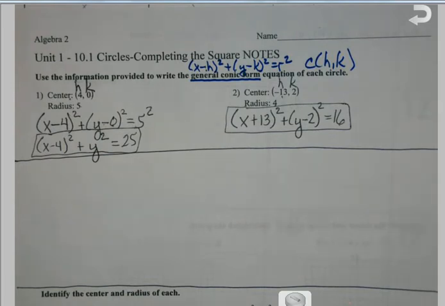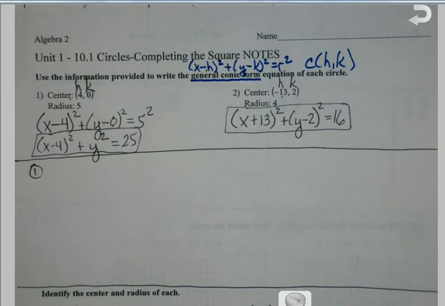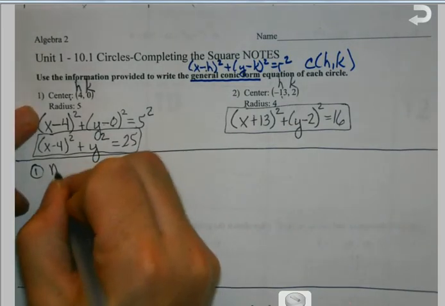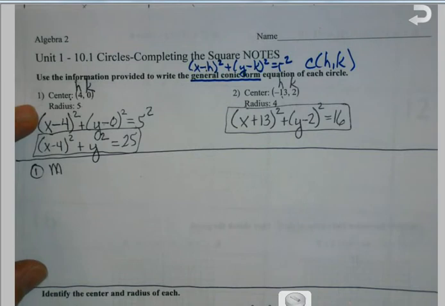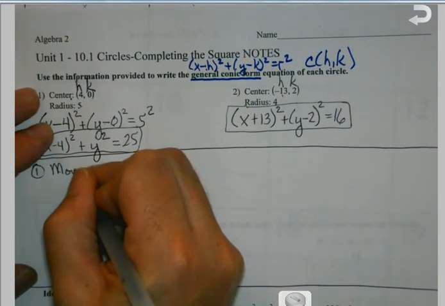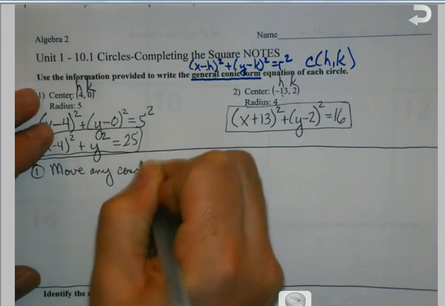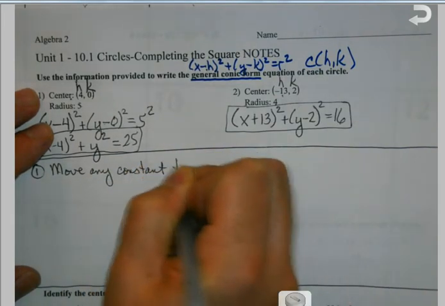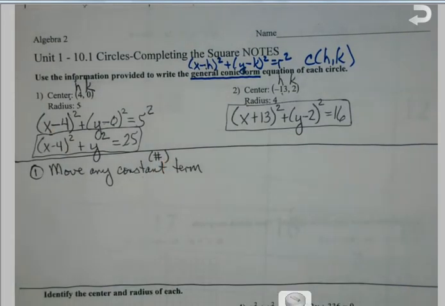So we're going to do 4 things. We'll take our time with these. My first job, and we're going to write a step and then go work that step, going back and forth so you can see what we're doing here. My first step is we're going to move any constant term. Again, that just means anything that's just a plain old number. It doesn't have any variable with it.